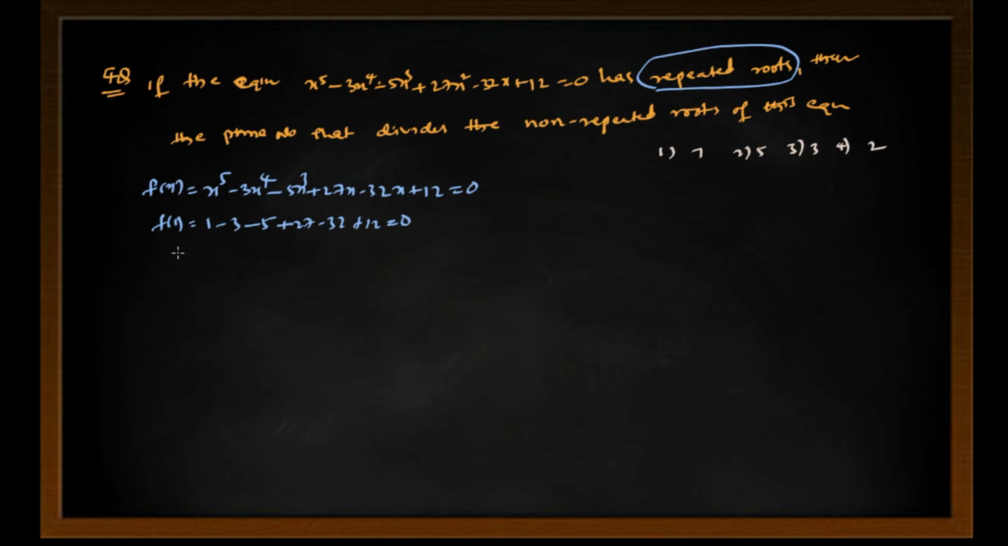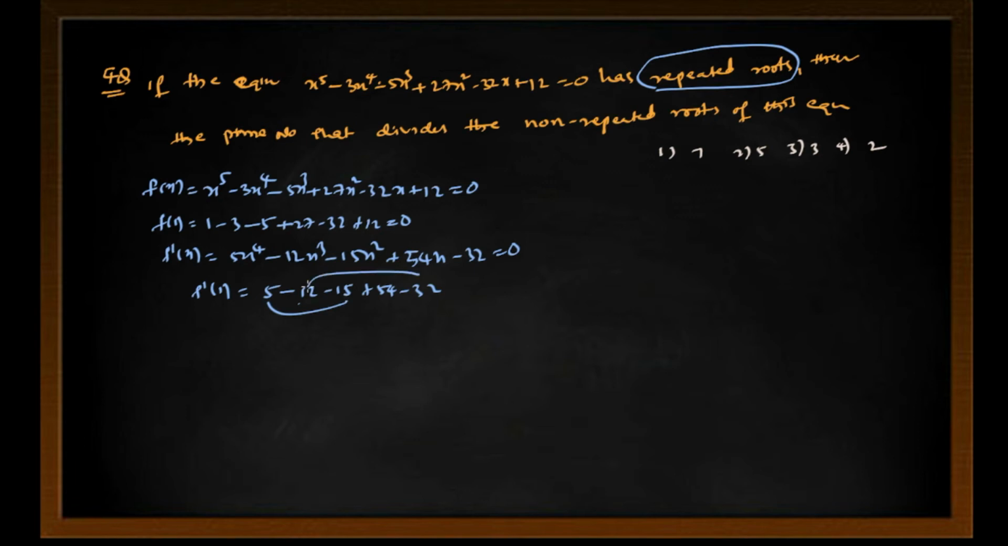By using synthetic division, and what about f dash x? Differentiation gives 5x power 4 minus 4 threes are 12 x cube minus 5 threes are 15 x square plus 27 twos are 54 x minus 32 equals 0. And f dash 1 is 5 minus 12 minus 15 plus 54 minus 32. 5 minus 15 is minus 10, minus 12 minus 32 is minus 44, 54 minus 44 is 10... so this one also is 0. Clearly here f of 1 equals 0 and f dash 1 equals 0. Therefore 1 is a repeated root.